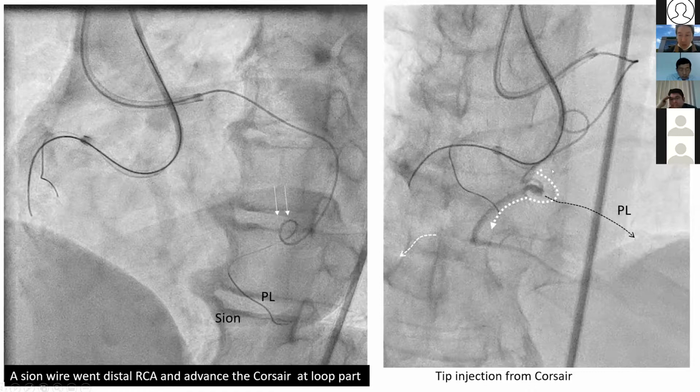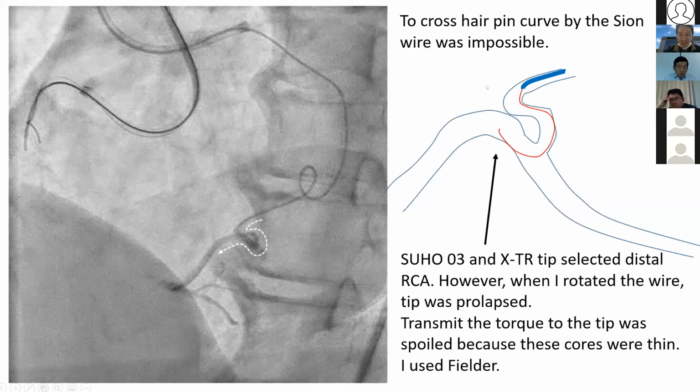So there's a severe bend toward the proximal RCA direction. There's another bend here, so the first wire comes this way. The problem is coming up to this RCA; Sion could not go in. So to pick up this part, I used SUOH 03 and also XTR. These wires could come to here, but when I rotate, the tip was prolapsing.